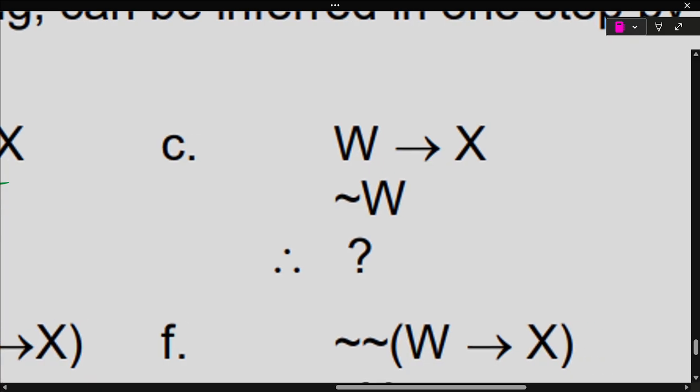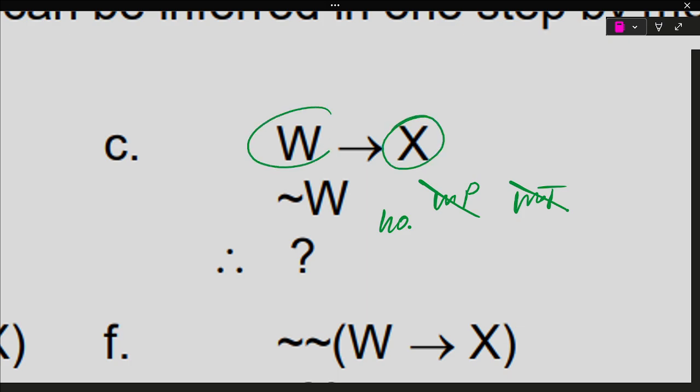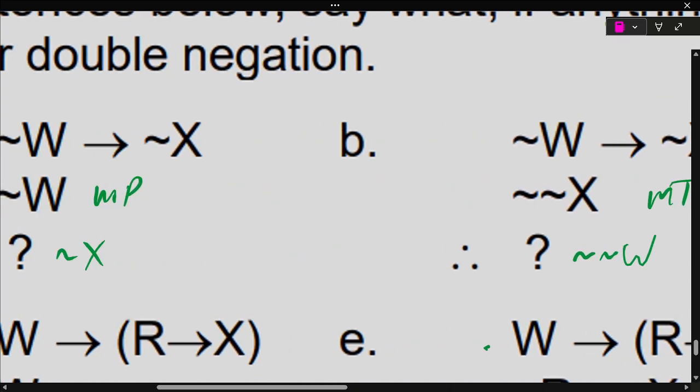If W then X, and we have the negation of W, can we use anything to derive anything? No. Because modus ponens does not work. Modus tollens does not work, because you do not have a negation of the consequence, nor do I have the straight form of the antecedent. Ergo, nothing. It's wrong. Nothing happens. Whoops.